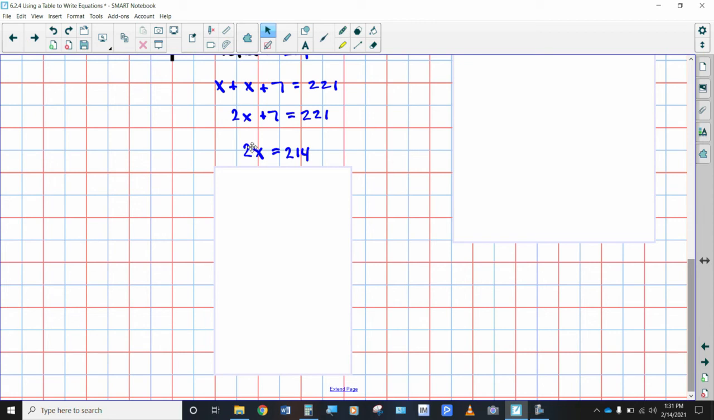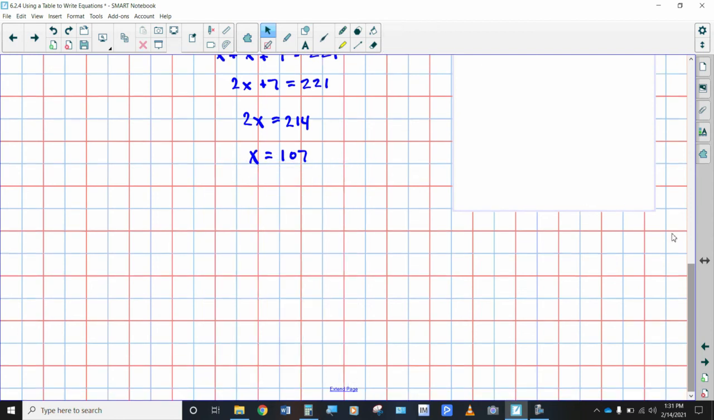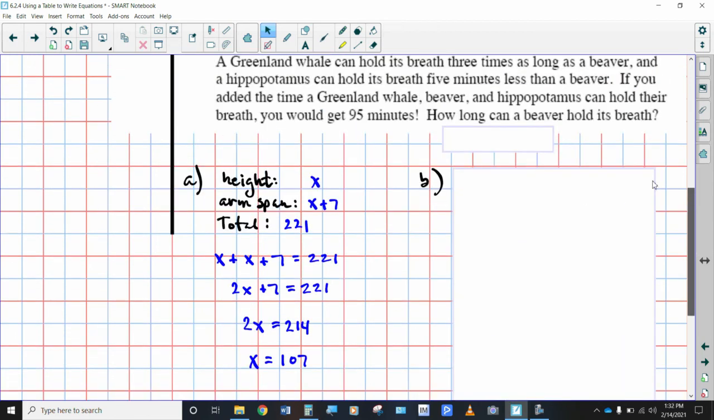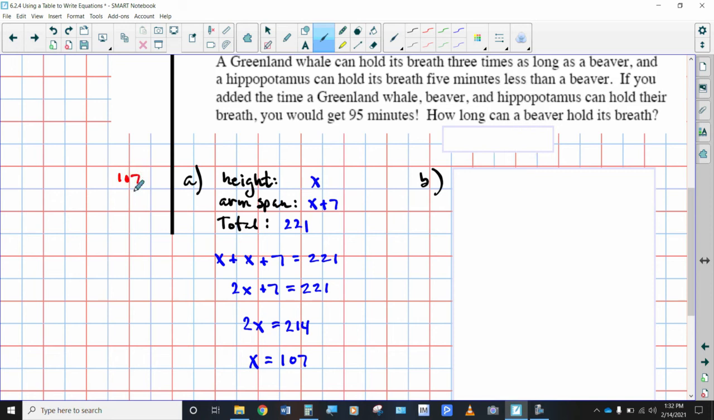Now I want to figure out what x is equal to. So I'm going to divide 214 by 2, because 2 times x is 214, so 214 divided by 2 will tell us what x is, and that ends up being 107. So if that is the case, then I should be able to say, all right, 107 is the height. 7 more than that would be 114. If you add those together, what do we get? 221. That's what we were supposed to get.